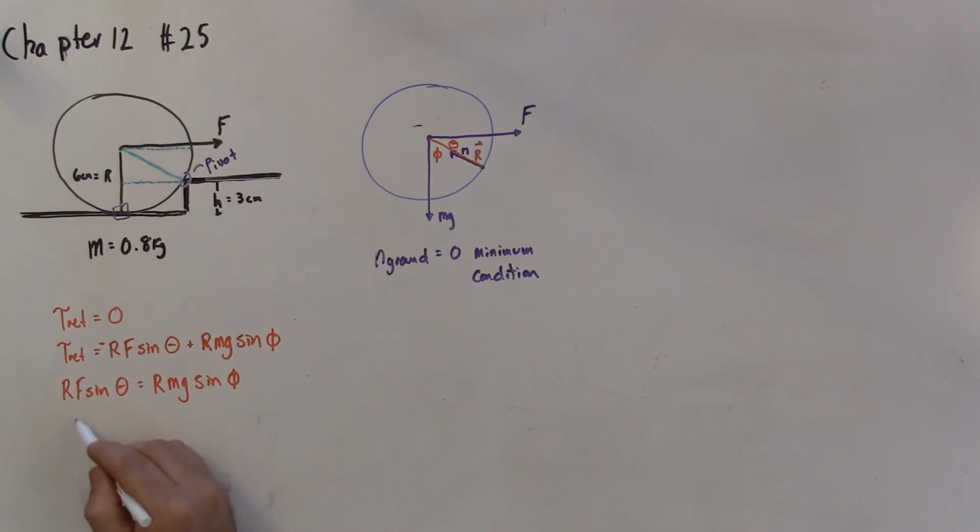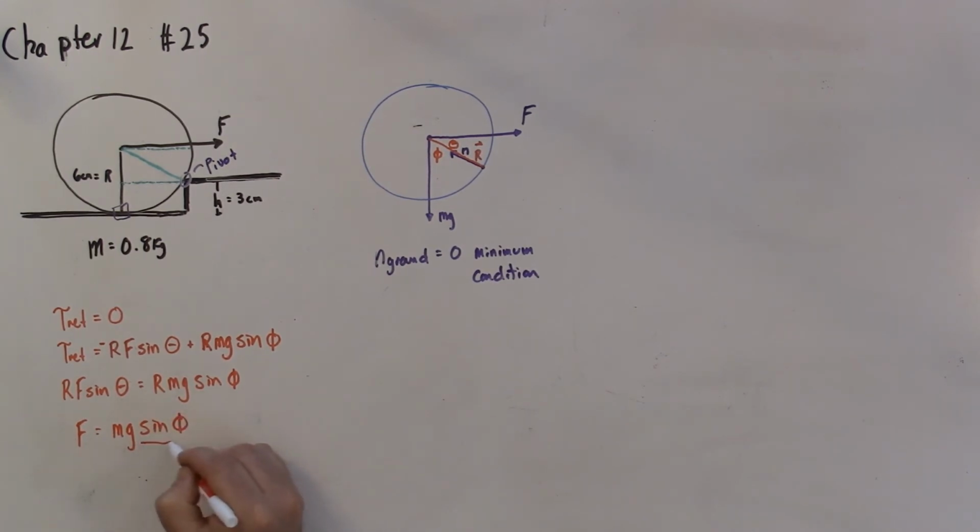So we're going to be solving for the minimum force that I need. The R, you can divide R out. So I have F equals mg sine phi divided by sine theta. Let's look at these angles here and see if we can figure them out. This is the hidden geometry problem. Let's look for the hidden geometry problem.